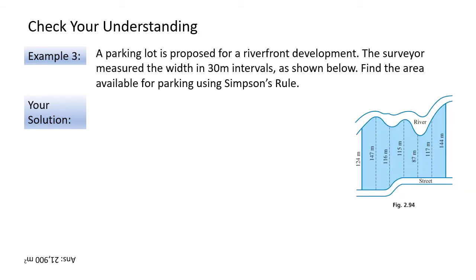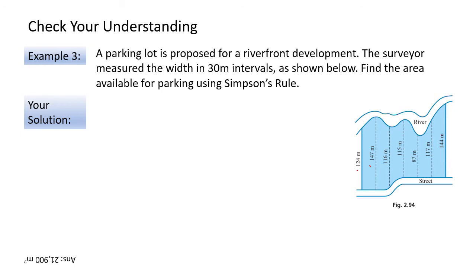So let's look at a second example, again using Simpson's rule. A parking lot is proposed for a riverfront development. The surveyor measured the width in 30-meter intervals as shown below. Find the area available for parking using Simpson's rule. Remember, we have to have an even number of widths to use Simpson's rule. So we have 1, 2, 3, 4, 5, 6. So we do have an even number of widths, so we can use this rule.